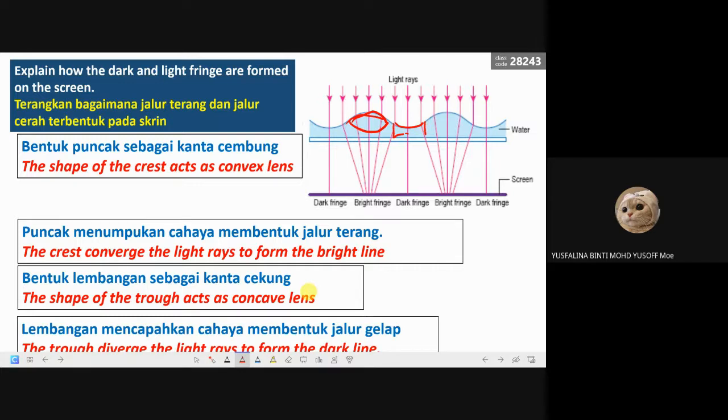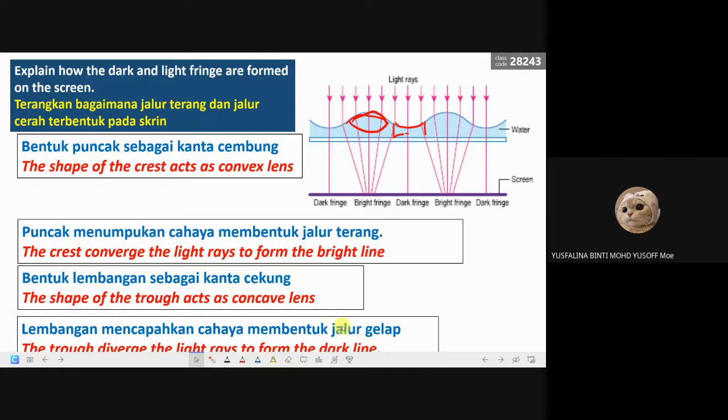You can see a convex lens converges all the light rays to one point, so it produces bright fringes, while the trough diverges all the light rays and produces dark fringes. So the shape of the crest acts as a convex lens. The crest converges the light rays to form the bright line. The shape of the trough acts as a concave lens, so the trough diverges the light rays to form the dark line. That's why you can see bright and dark fringes also in the ripple tank.